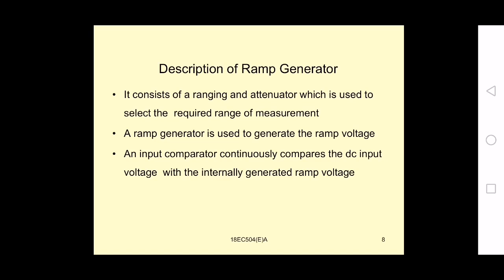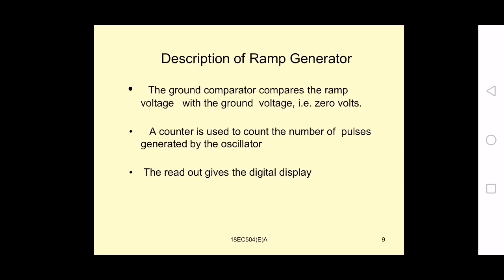So the input comparator continuously compares the DC input voltage coming from the ranging and attenuator with the internally generated ramp voltage. The purpose of the ground comparator is to compare the ramp voltage with the ground voltage, that is 0 volts. And the counter is used to count the number of pulses generated by the oscillator. And the readout gives the digital display.